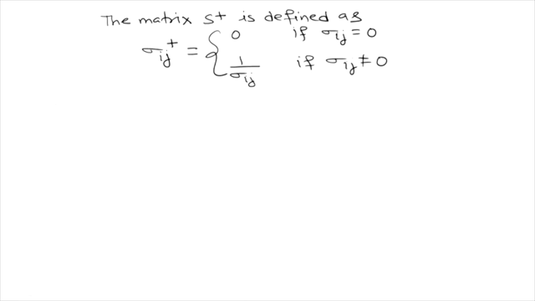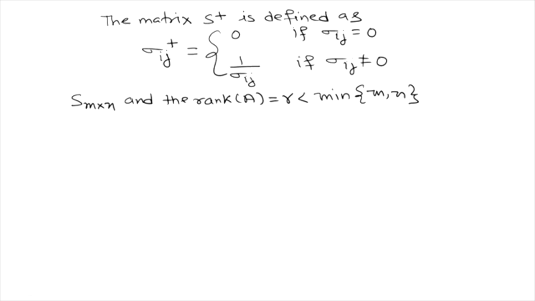So, for example, suppose you have a matrix S which is m by n and the rank of the matrix A is r, where r is less than the minimum of m and n. So, it will be less than m in case of underdetermined system, and less than n in case of overdetermined system. In both cases, A transpose A as well as A into A transpose will be singular matrices, and hence the inverse of these two matrices does not exist.